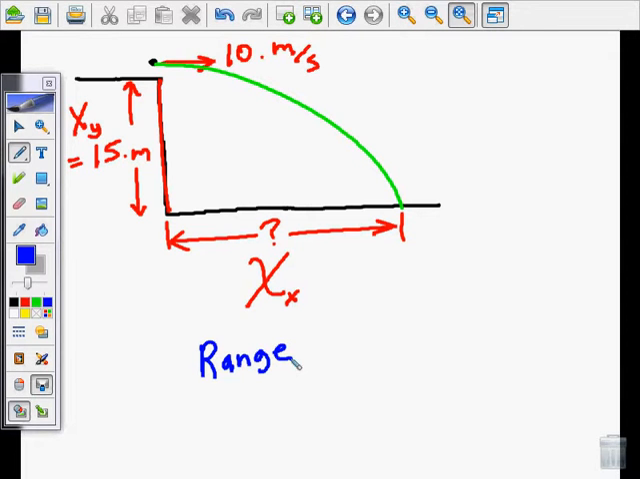So when you go to solve this problem, basically what you want to do is analyze the horizontal motion, knowing that here it's going 10 meters per second horizontally. Here it's still going to be going horizontally 10 meters per second. Here it's still going 10 meters per second. And even right here, right before it hits the ground, it's going to be going horizontally 10 meters per second. The horizontal motion is constant.